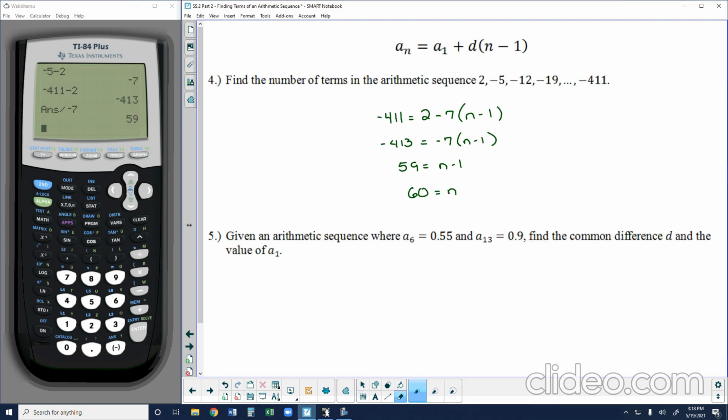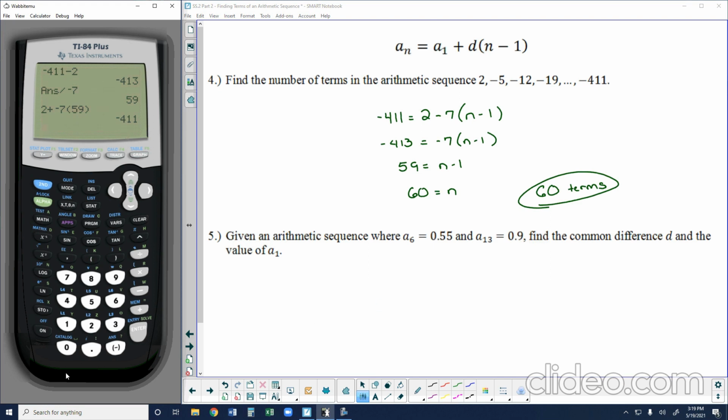So there are 60 terms here in this sequence. So it starts at 2, and in the 60th term there would be negative 411. Now we could check that by using the formula. I could take the first term, 2, plus my difference, which was negative 7, times 60 minus 1, or 59, and make sure that that is negative 411, and it is. So it's going to be 60 terms to get us to that value.